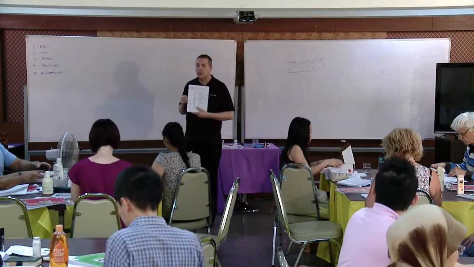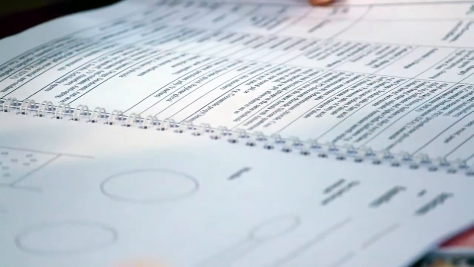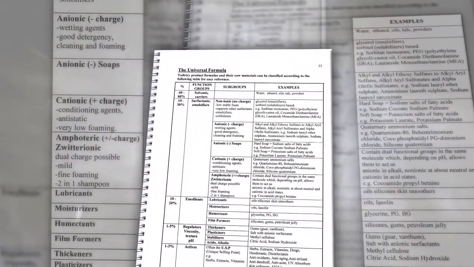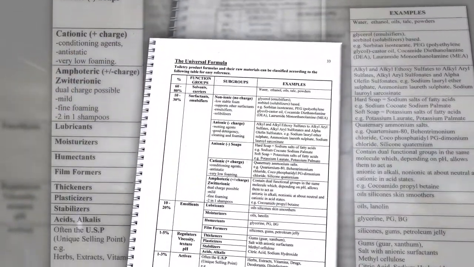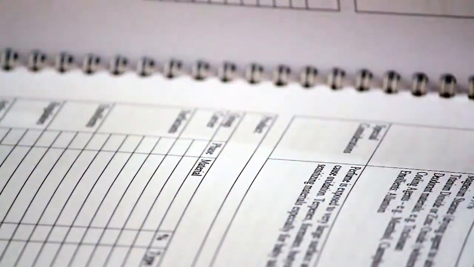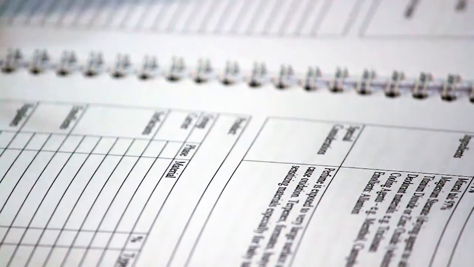If you look at your green books, you'll find that it starts off with the universal formula on the first page, or after the contents page anyway. And then if you flick through the back of the book, you'll see that all different products are listed with their main classes of ingredients.